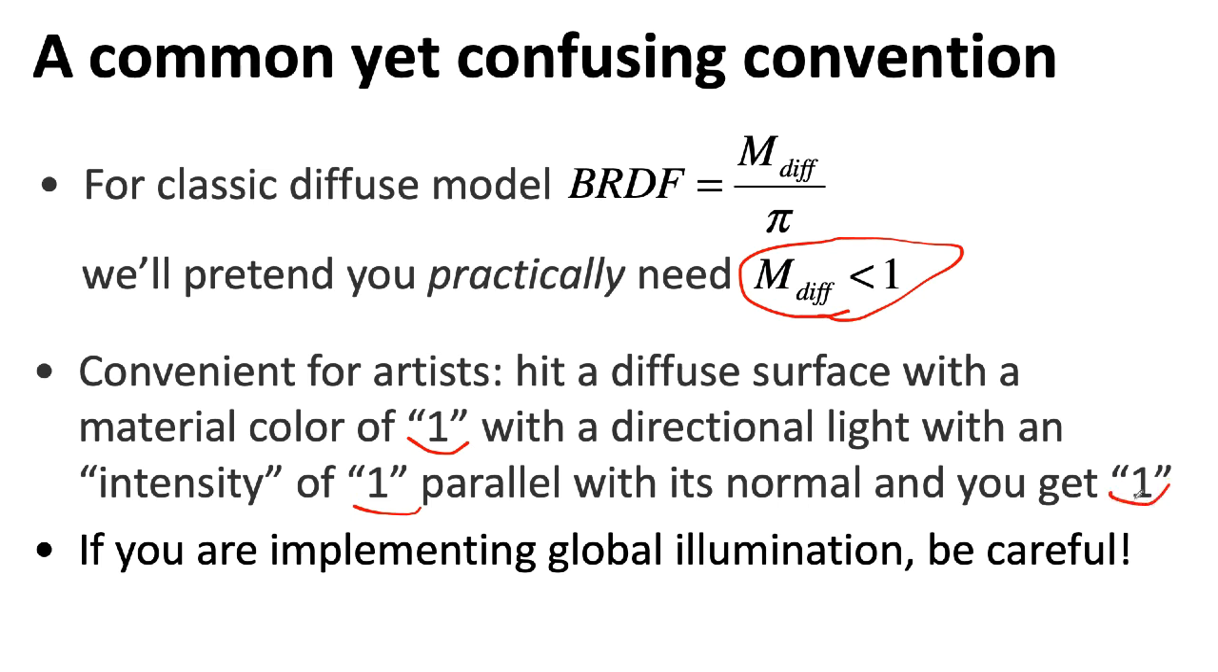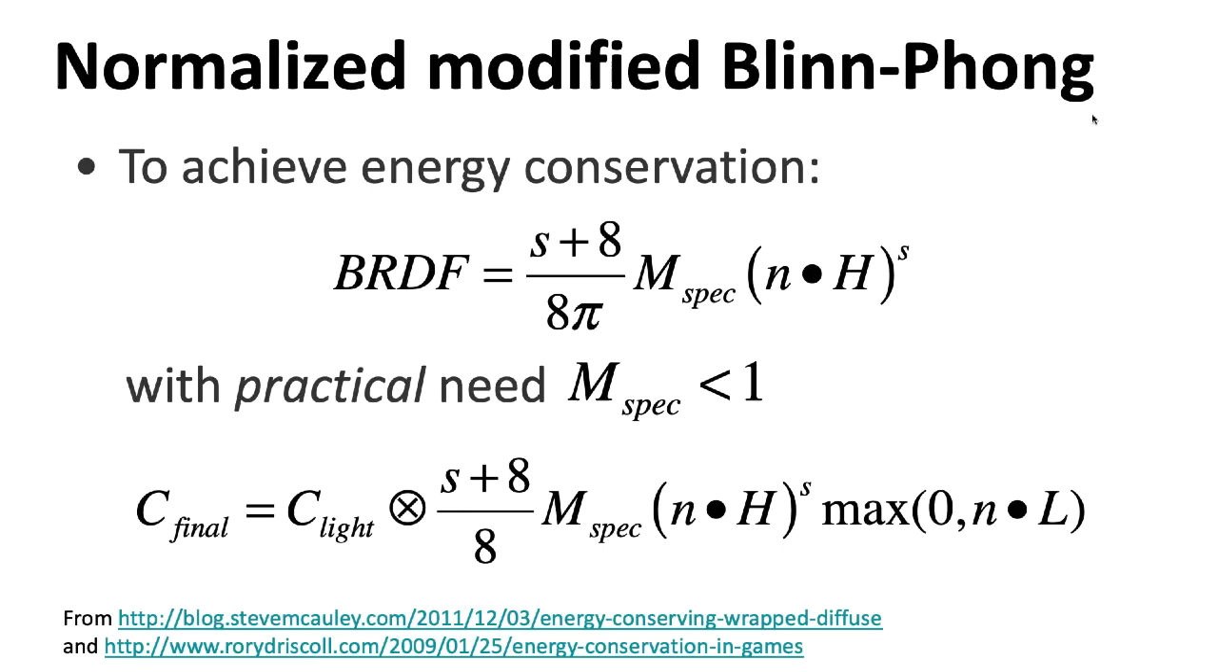Now, if you are implementing some sort of global illumination scheme where there's calculations relating to light bouncing around, you do need to be more careful with this. If you have something that's sending out more light than it's taking in when it's not supposed to, that can cause your numeric solutions to freak out. So this is a problem with the modified Blinn-Phong. We solve the problem of it not having reciprocity, but there is an energy conservation issue. It turns out if you work through a bunch of multidimensional integrals, you can figure out that if you stick this factor out in front, then the reflected energy is going to be conserved as you change S, which is very convenient. And we'll practically say that we need our specular color here to be less than one.